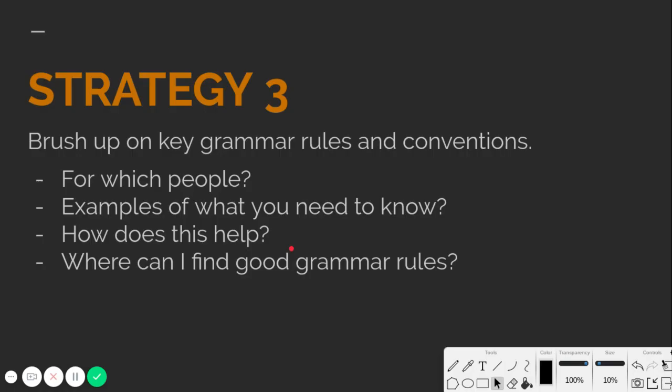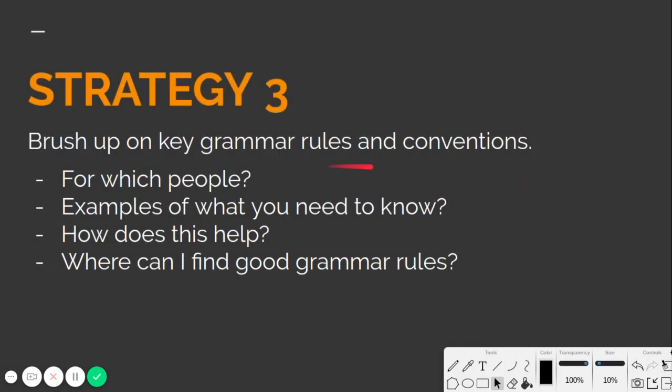So strategy number 3 is to brush up on key grammar rules and conventions. Especially if you're not a person who reads a lot, this is absolutely essential: you need to know your grammar rules and those conventions of speech. Examples of what you need to know: one thing is knowing when to use a semicolon or a comma or other punctuation. And this will really help you gain some really easy points on the writing section.